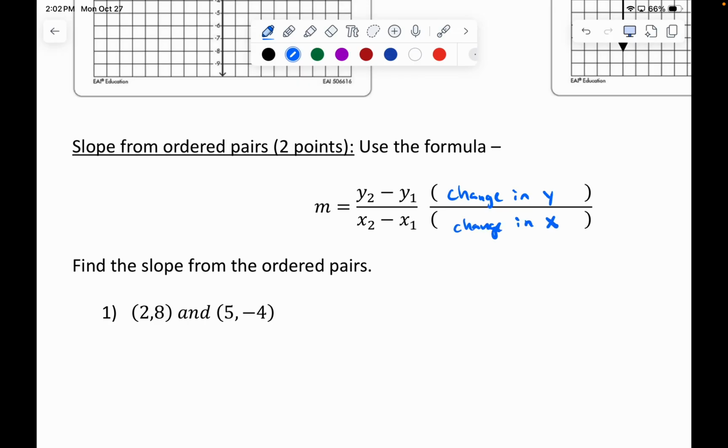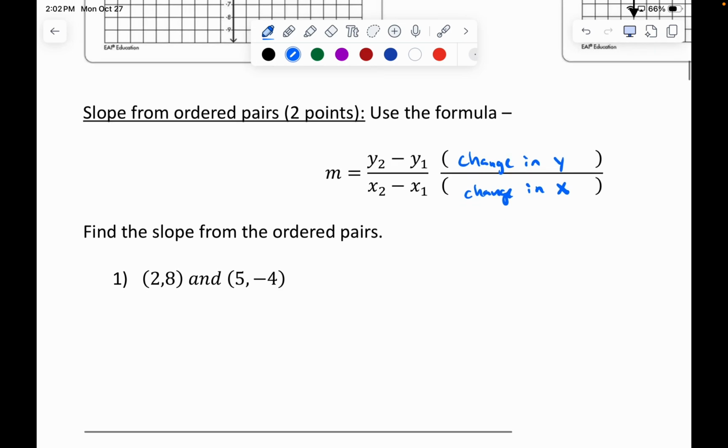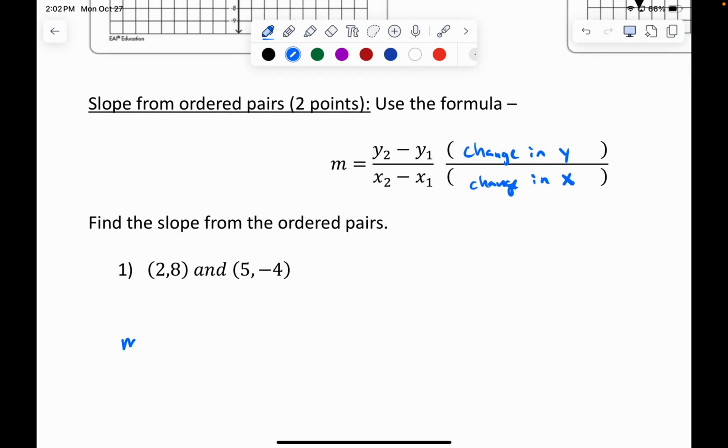So this formula we're going to use, because taking these ordered pairs and then going and trying to graph them and do rise over run just takes too long. If I have to graph it myself, that always takes more time. I'm not going to do that. So to find the slope of this, what are my y values of these 2 points?